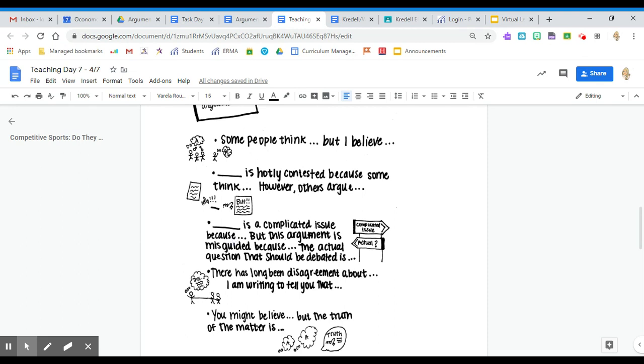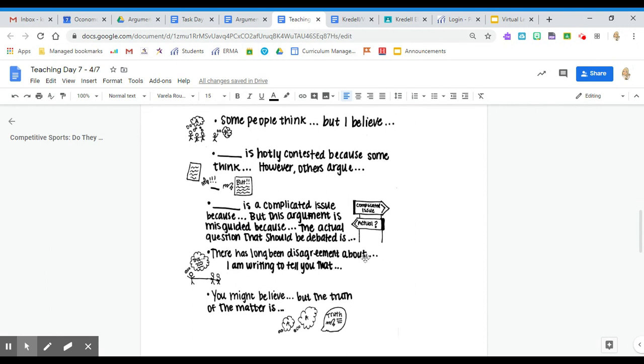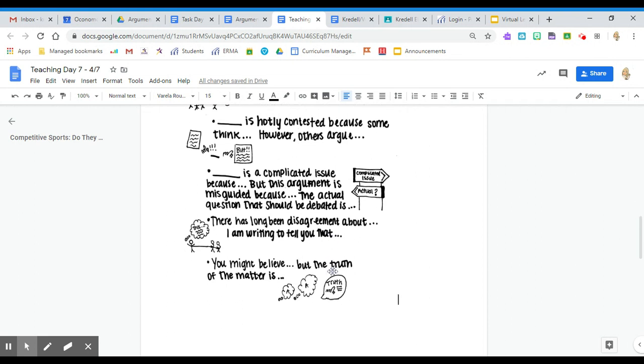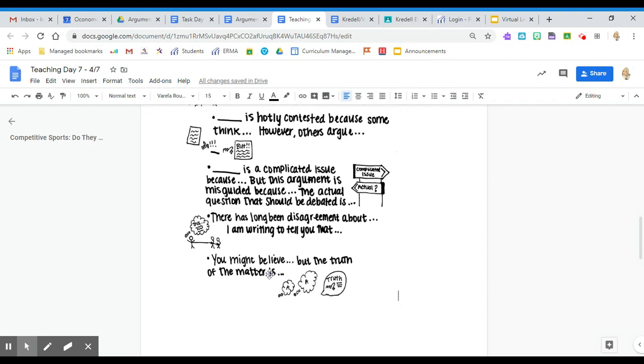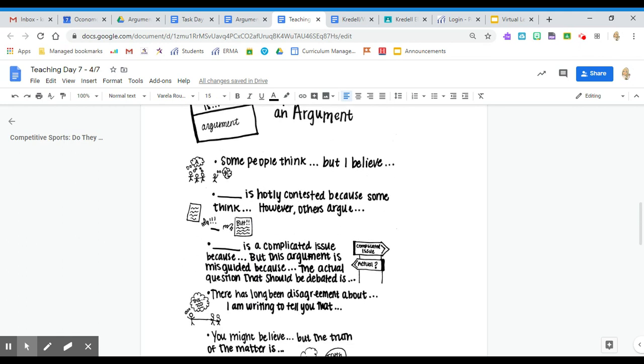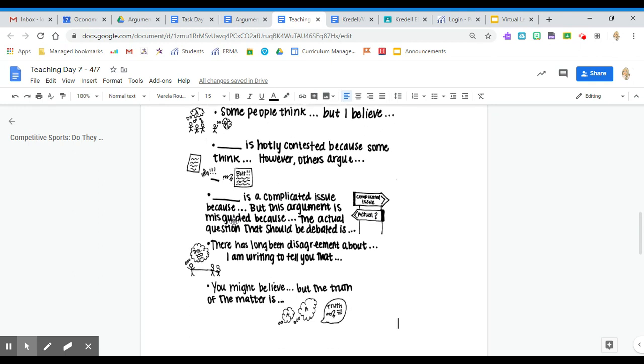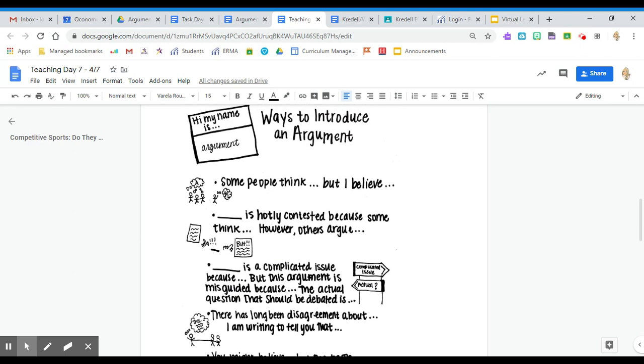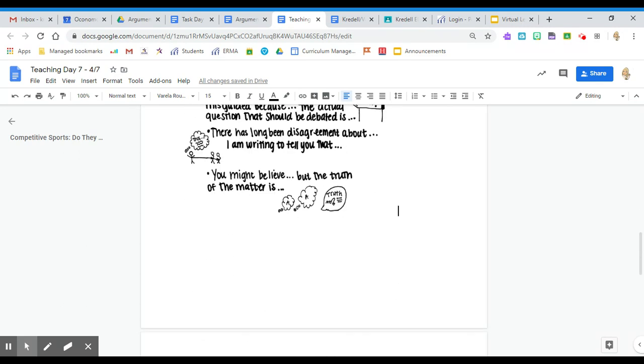That means that it's not, misguided means that it doesn't have the right information, right? So you're starting to rebuttal lightly, to say why your idea is better. There's been a long disagreement about, I'm writing to tell you that. You might believe blank, but the truth of the matter is blank, right? So these are sentence starters that you can use to actually start off your essay. As always, you do not have to use these, but these are a good starting place for some people that get really stuck, okay? The last thing I want to show you for today is actually an example, right?